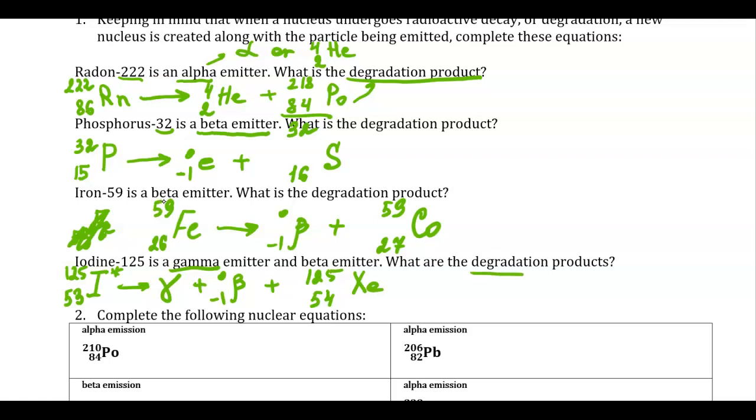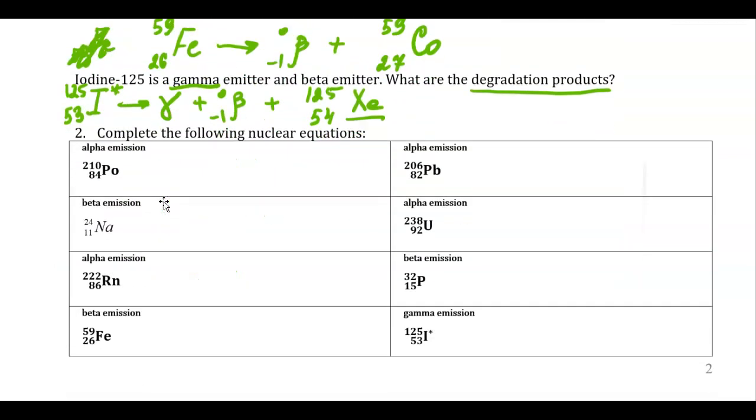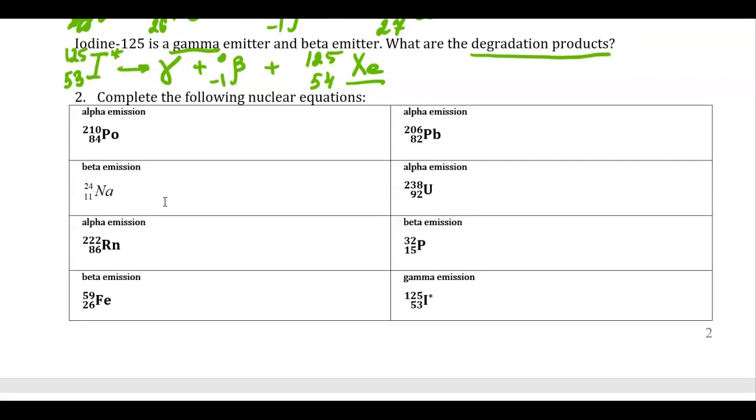Okay, so degradation products, here, xenon. We can do more examples and you'll understand it better. So alpha emission, and I would suggest you write it down. If you see alpha, just write down here helium with its atomic number and mass number, and start the equation.